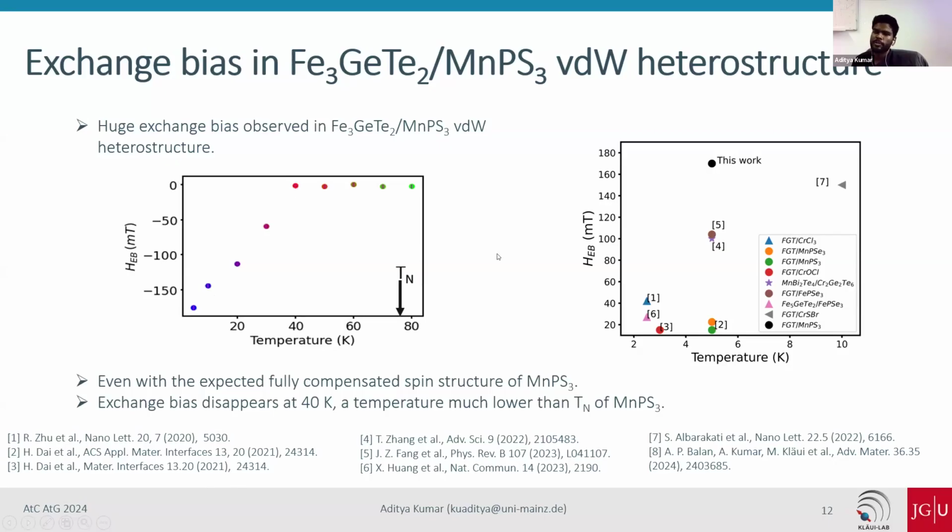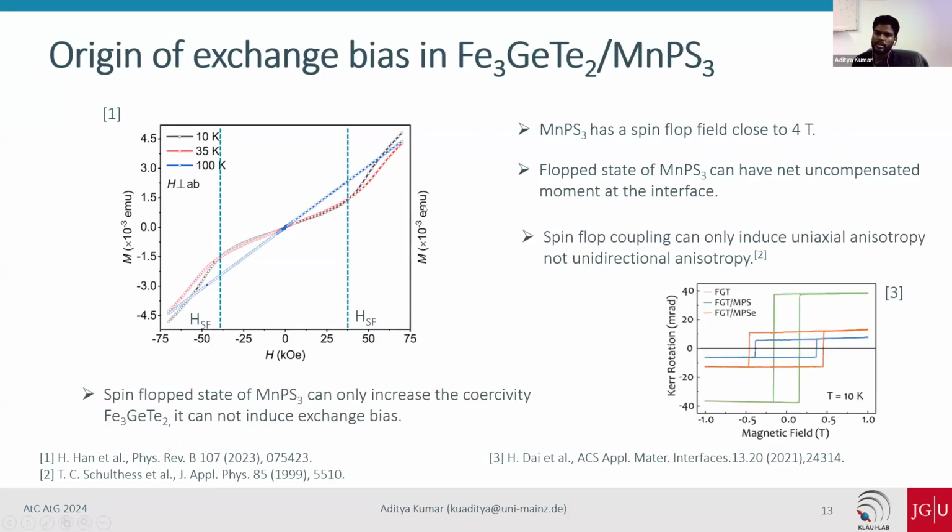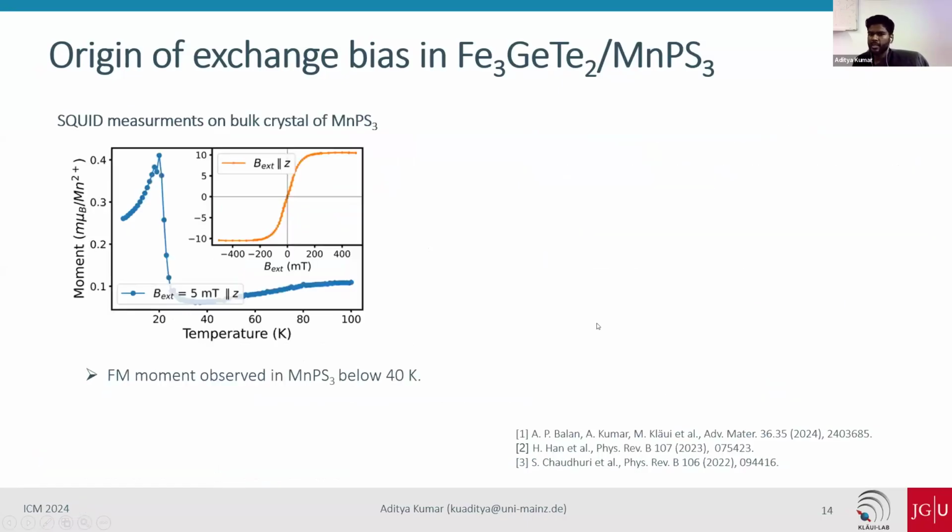So what's happening here? It's possible that at the spin flop field, where MnPS3 goes from an out-of-plane to an in-plane antiferromagnet, there could be some canted moment, which can eventually pin the spins of the ferromagnet and induce exchange bias. But this kind of spin flop coupling cannot induce unidirectional anisotropy. It only induces uniaxial anisotropy. That basically means it can only increase the coercivity of the hysteresis and should not induce exchange bias. So what's happening here? To thoroughly check this, we decided to characterize the MnPS3 bulk crystal.